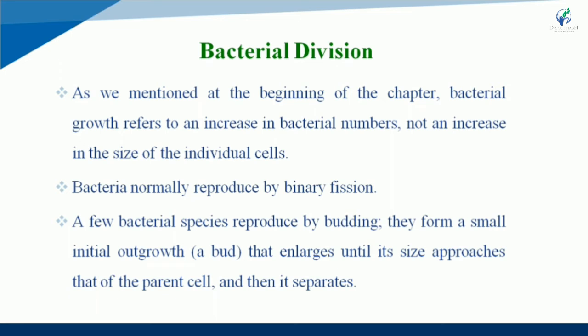Bacteria normally reproduce by binary fission. What is binary fission? It is also called division in half. Binary fission is a kind of asexual reproduction. It is the most common form of reproduction in prokaryotes such as bacteria.